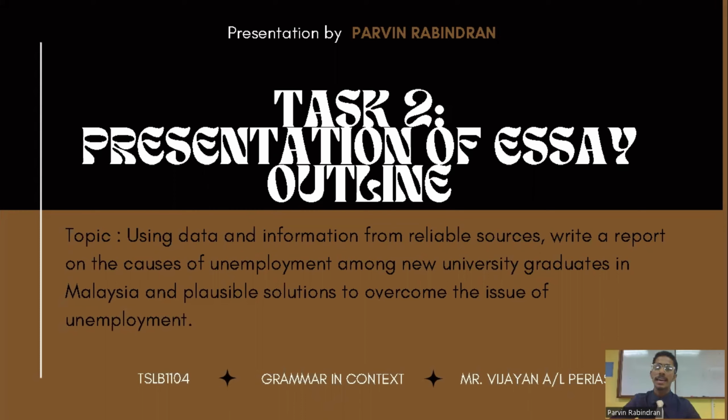My name is Parveen, and today I will be presenting the outline of my essay that I have created for task 1, which is essay writing assignment. The topic that I have chosen for the report is using data and information from credible sources on the reasons of unemployment among new university graduates in Malaysia and possible remedies to the problem of unemployment.